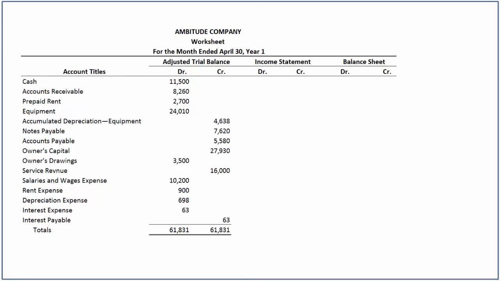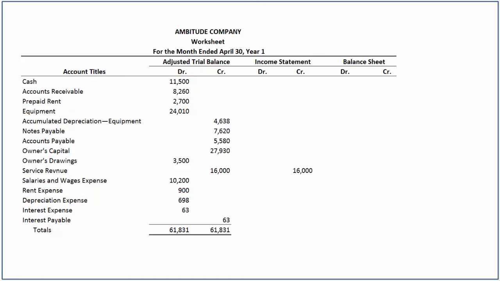First, we record revenues. Amplitude has service revenue of $16,000. Service revenue is a normal credit balance. So, we record $16,000 in the credit column of the income statement. Next, we list expenses. Expenses have a normal debit balance, and all the expenses are recorded in the debit column of the income statement.